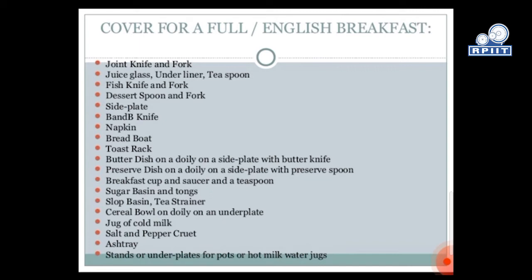joint knife and fork, juice glasses, underliner, teaspoon, fish knife and fork, dessert spoon and fork, side plate, B&B knife, napkin, breadboard, toast rack, butter dish on doily on side plate with the butter knife, preserves dish on doily on side plate with preserve spoon, breakfast cups and saucer and teaspoon, sugar basins and tongs, slop basins and tea strainer, cereal bowl on doily on under plate, jug of cold milk, salt and pepper set, ashtray, stand and under plates for pot and hot milk water jugs.